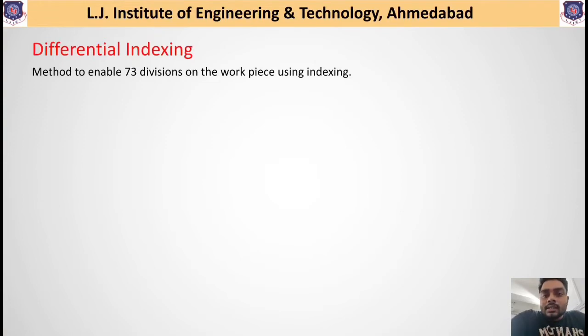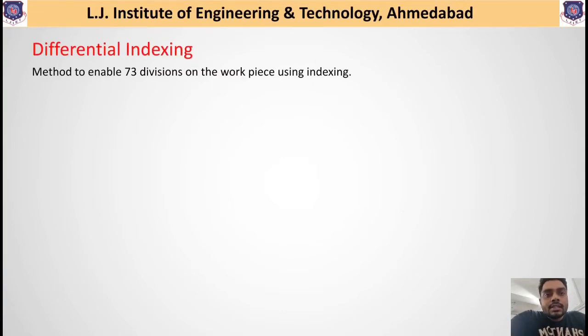Our third method, that is compound indexing. As you recall, in this method the first step is to divide the number into its factors. That means compound indexing is useful when the given number can be divided into certain factors.